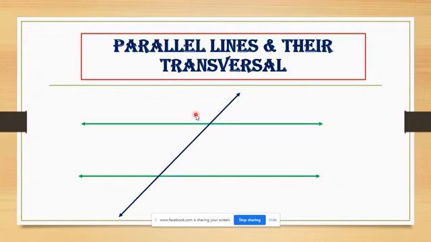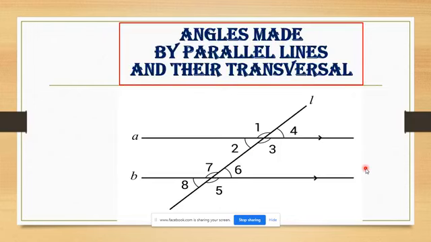and there is formation of 8 angles. See, angle 1, angle 2, angle 3, angle 4, angle 5, angle 6, angle 7 and angle 8. So, there are totally 8 angles, and we have to remember and practice these angles. We will see what such angles are known as. See, angles made by parallel lines and their transversal.